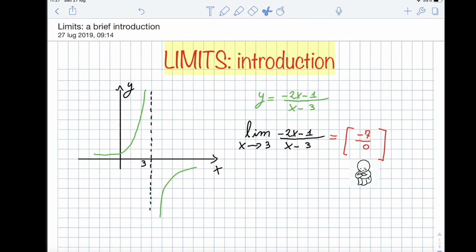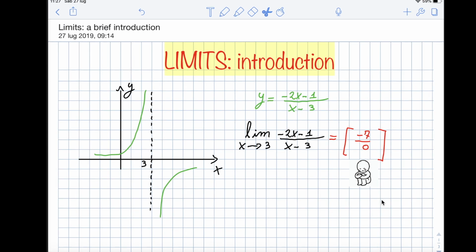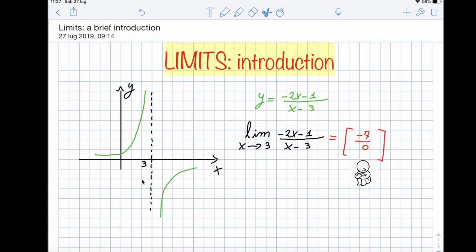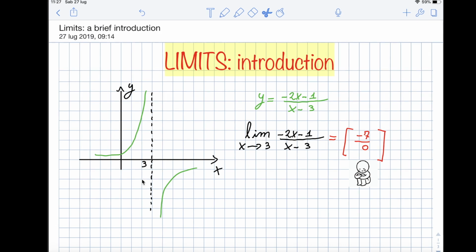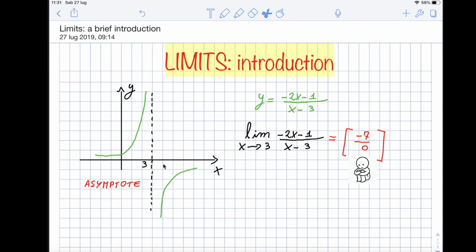Moreover, we could foresee the presence of a problem by looking at the domain of the function. This function is not defined for x equals 3, because for x equals 3, the denominator is 0. Substituting 3 is therefore, let's say, not legit in this case. We can't do it, and then, to understand what the limit of the function is, we should literally look at what happens to the y points of the graph of the function when x gets closer to 3.